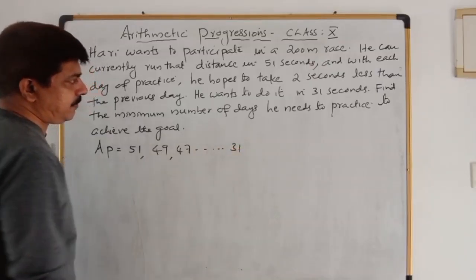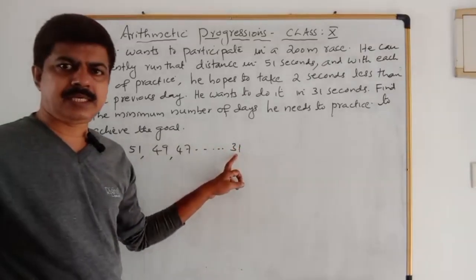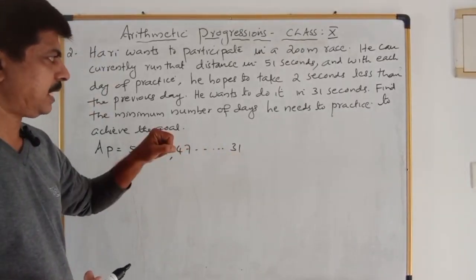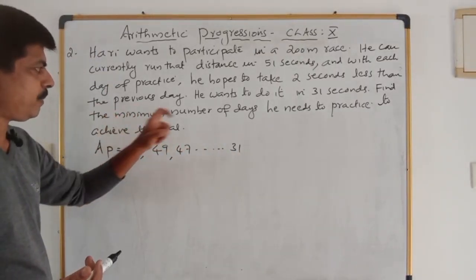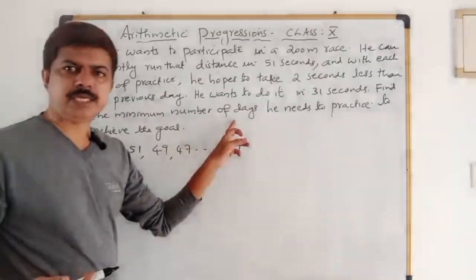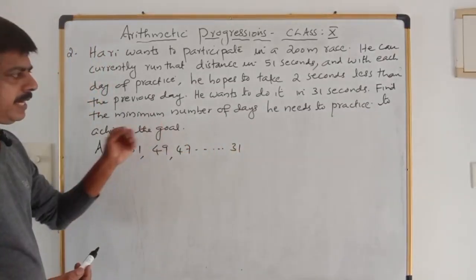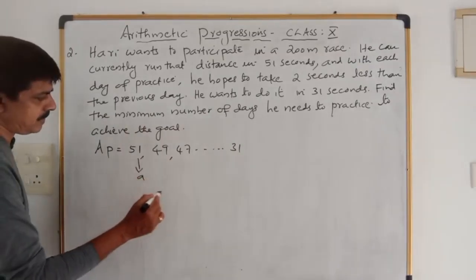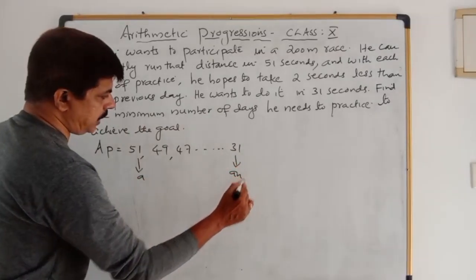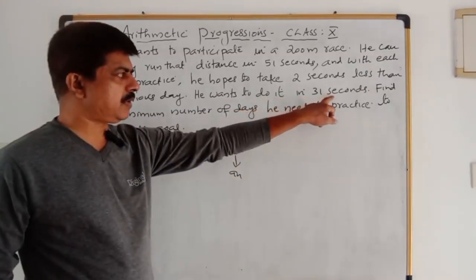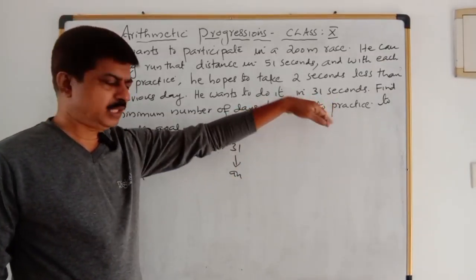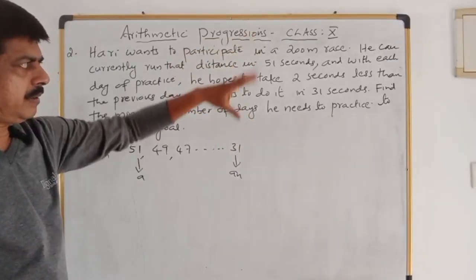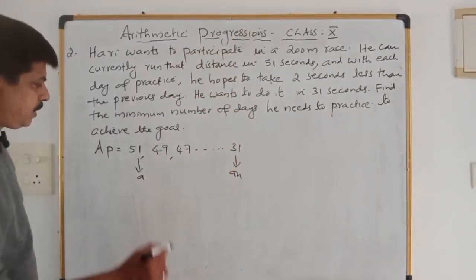But his target is 30. Okay, he tries to complete it in 31 seconds. Then how many days of practice are needed? That is what we are supposed to find out, and we have to find it from the given AP. This is A. First term is called A, last term is called AN. We will consider this 31 seconds as the last term because in 31 seconds he wants to complete the distance. So we want to find out N.